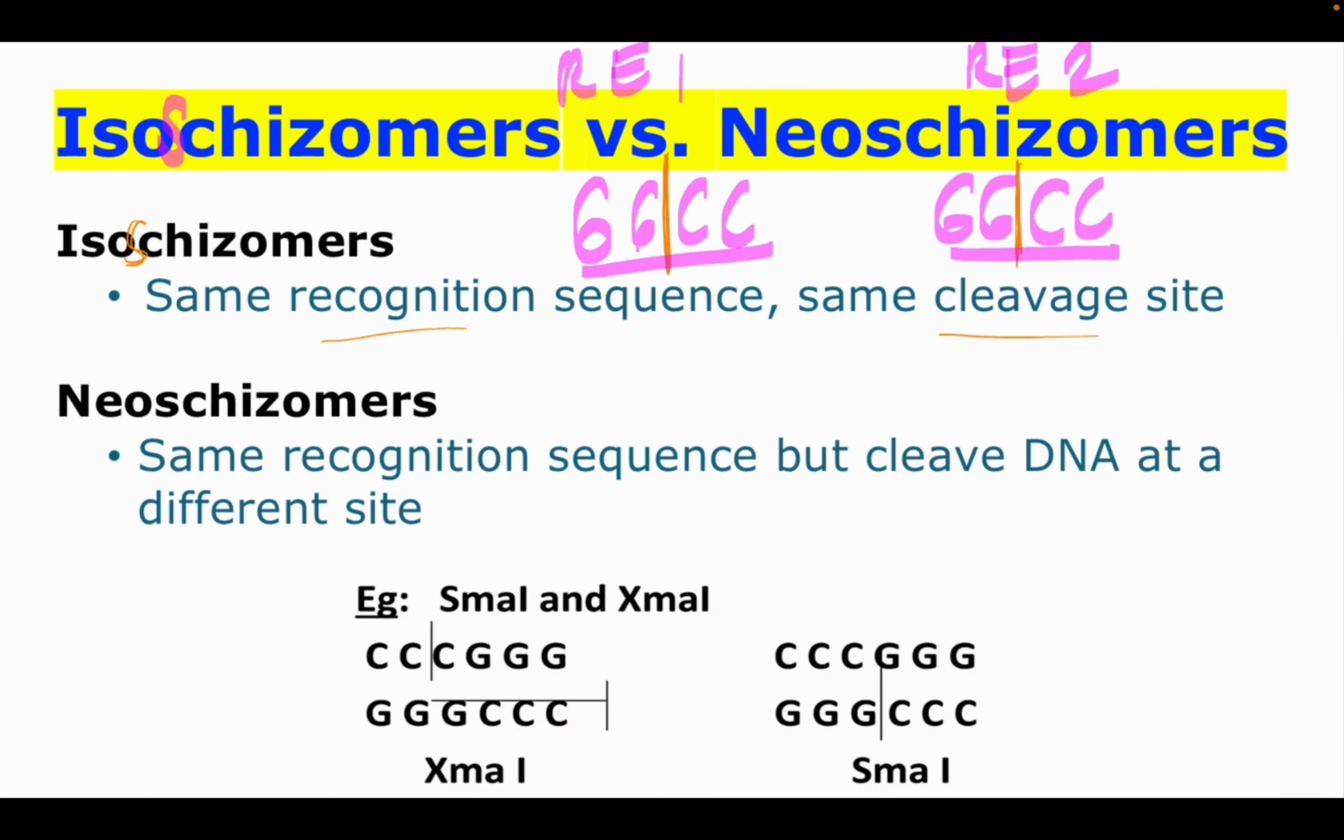However, when you say neoschizomers class, they have the same recognition sequence, but what differentiates them from isoschizomers is that they cleave or cut the DNA at a different site. Like for this one, it has C, C, C, G, G, G. Same with this one, 3 C's and 3 G's. But this one cuts between 2 C's, and this one cuts between G and C. Thus, XmaI produces sticky ends, while this one produces blunt ends.